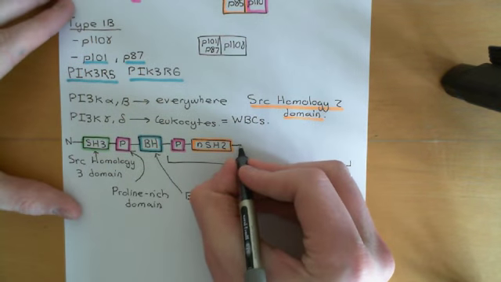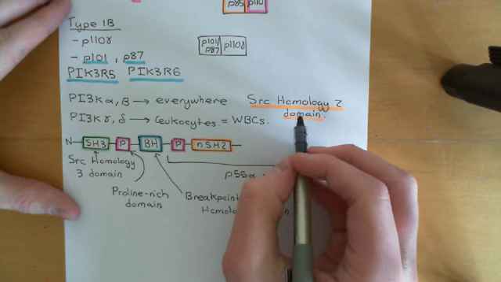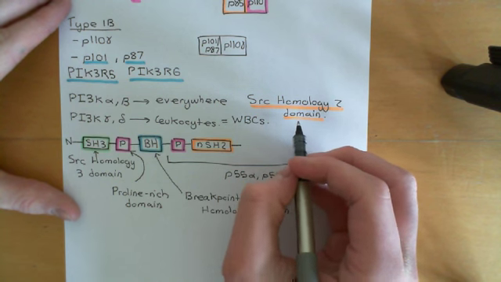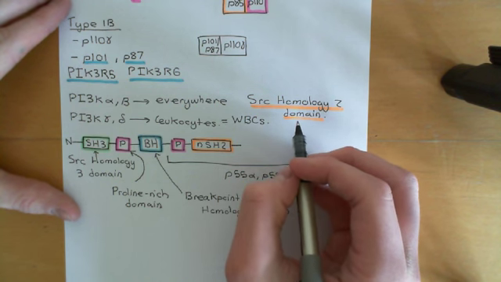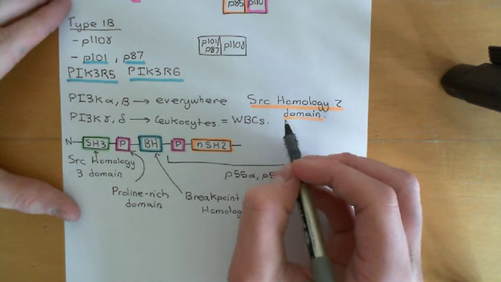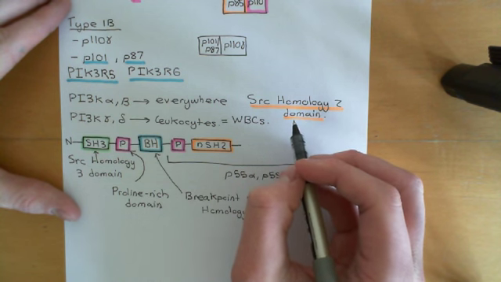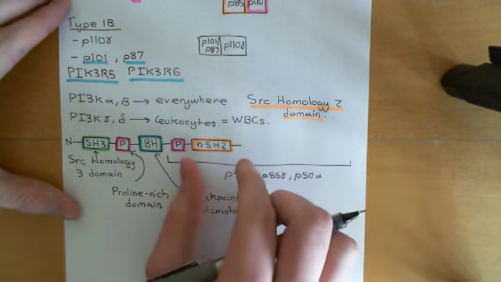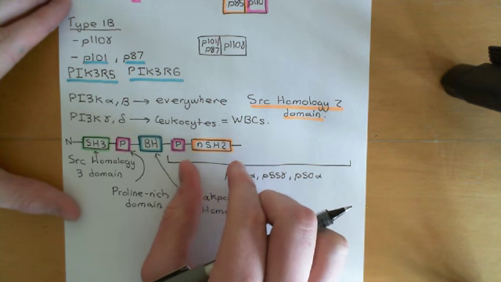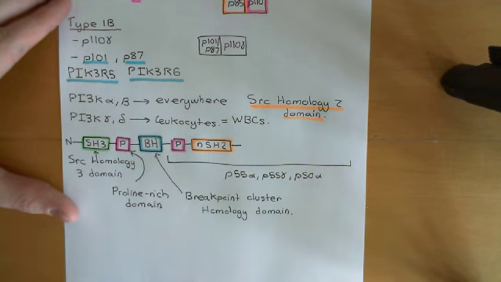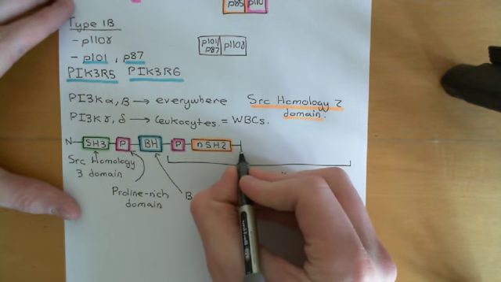Now, Src homology 2 domains are really important in binding to phosphorylated tyrosine residues on, for instance, receptor tyrosine kinases that have been activated, and indeed this is going to be the important function of this, that it's going to play an important role in the activation of the PI3 kinase enzyme by receptor tyrosine kinases.